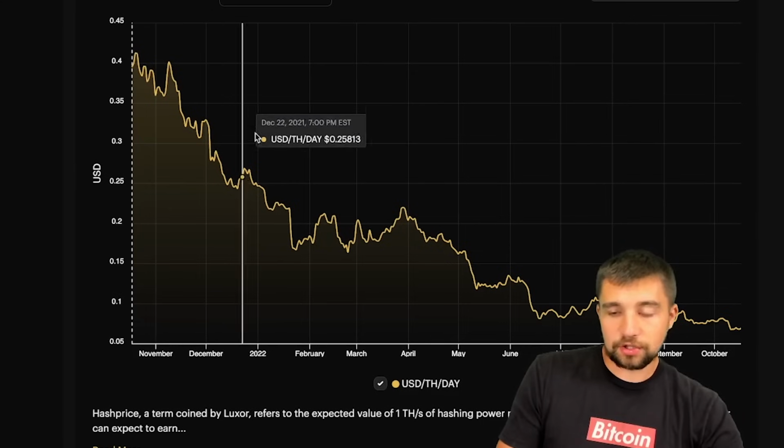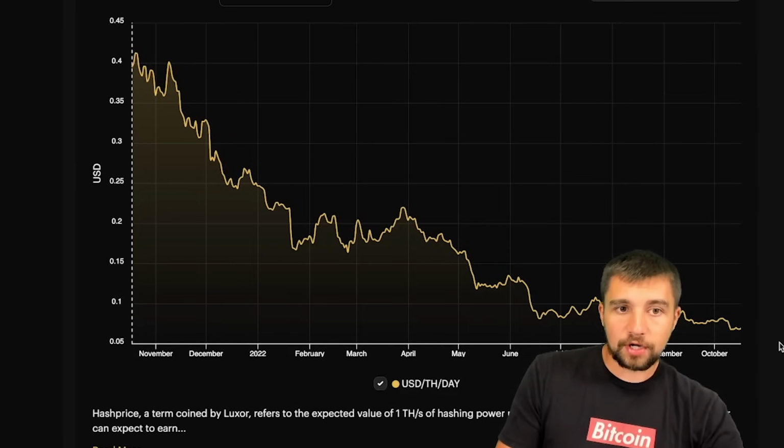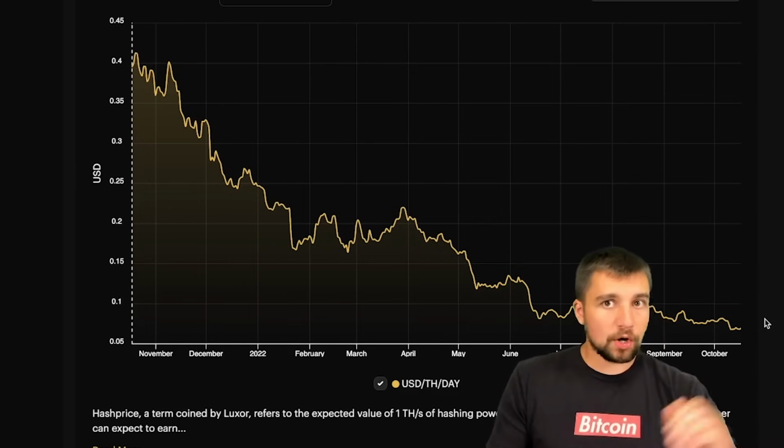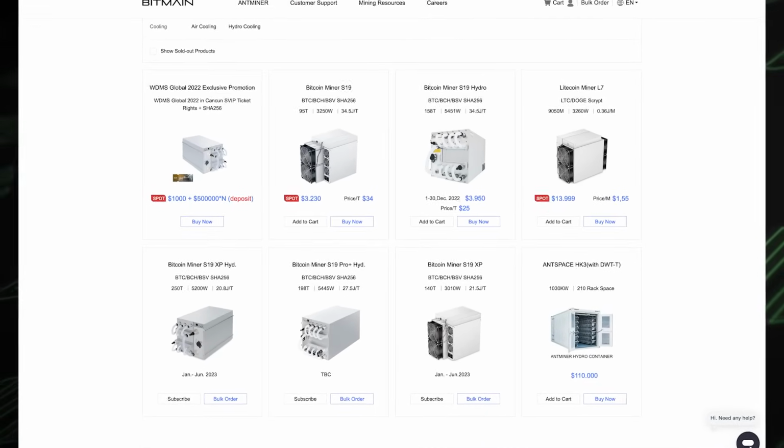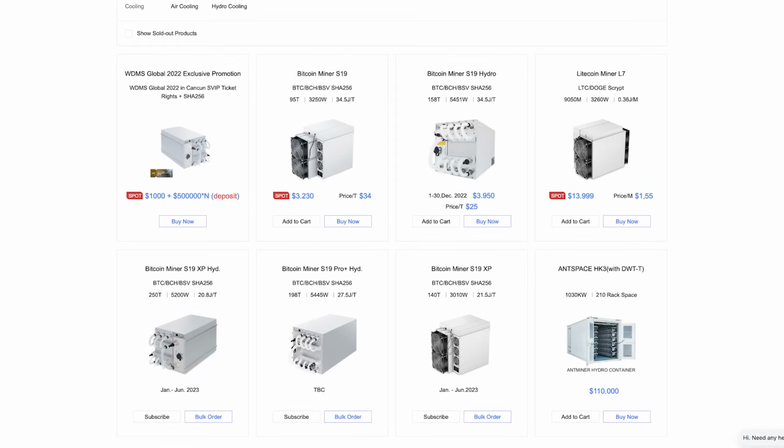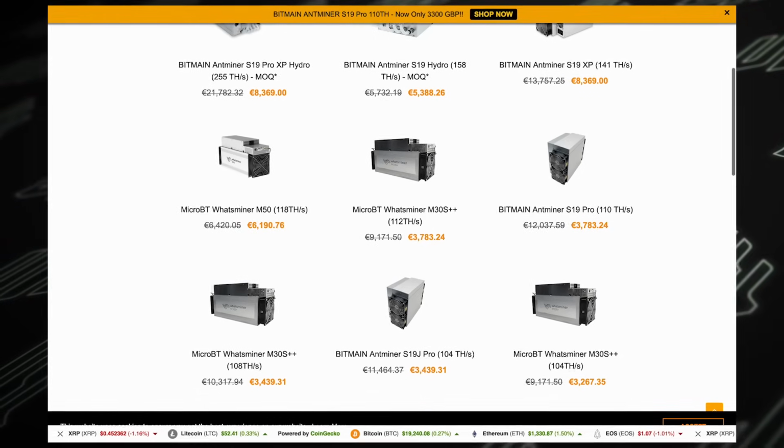We look at the last year, it's crashing down. About a year ago, the miner I'm reviewing would cost $10,000. Now you can get it for a couple thousand dollars, $3,000 at most, depending on the exact model you buy. So it's just absolutely crazy.